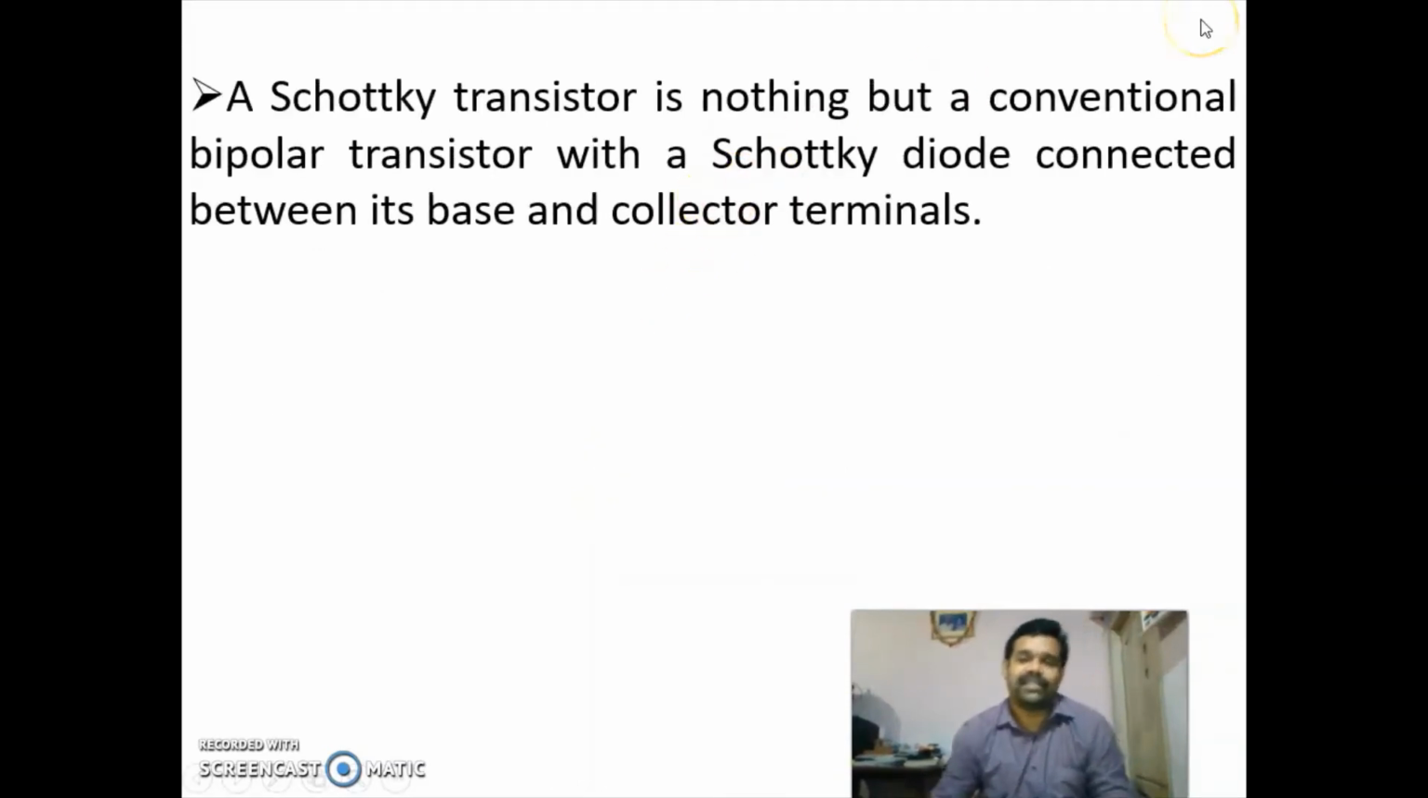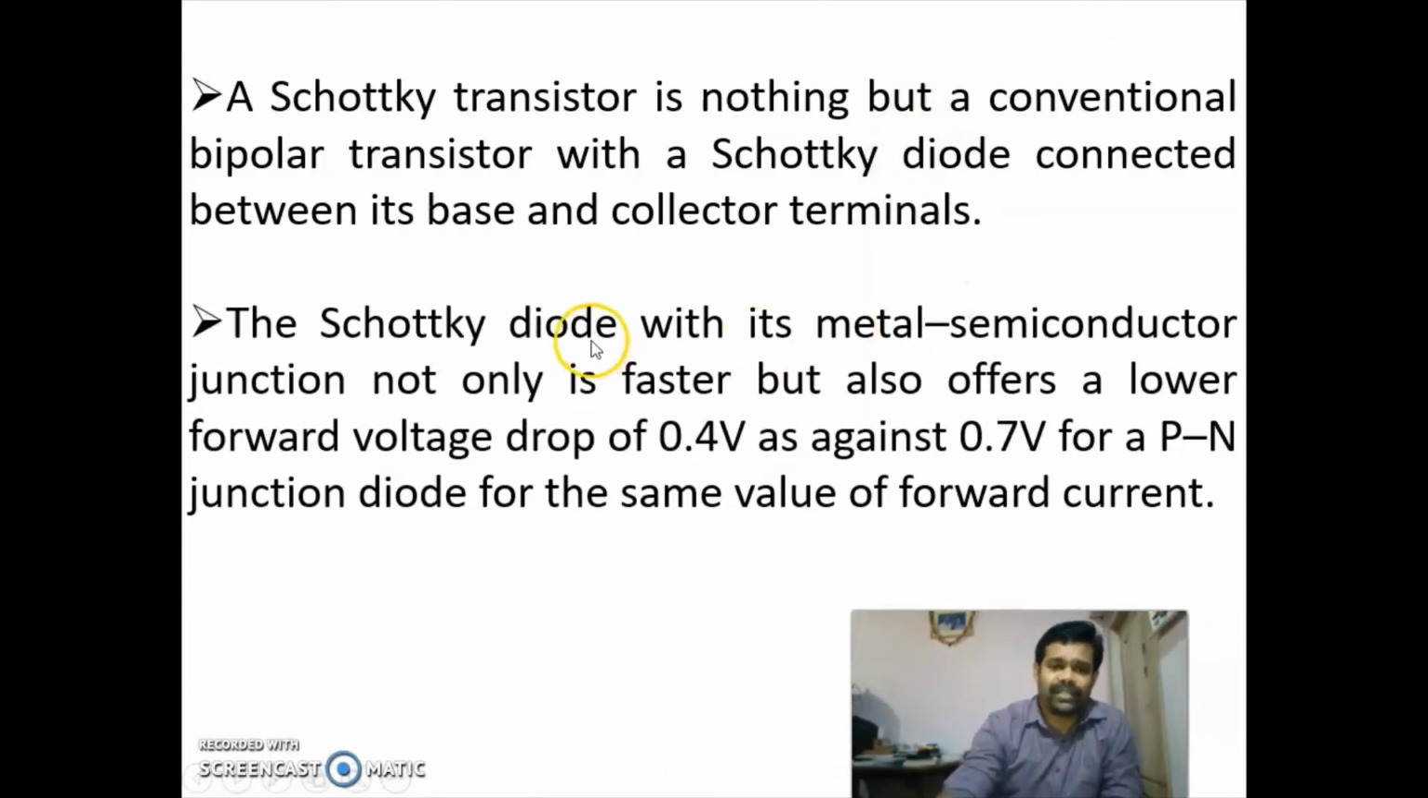The Schottky transistor is nothing but a normal transistor with a Schottky diode connected between its base and collector terminals. A Schottky diode is a metal-semiconductor junction. So we are making the Schottky diode with the help of metal and semiconductor. It is not only faster, it also offers a low forward voltage drop of 0.4 volt. So when the Schottky diode is conducting, the voltage drop across it is 0.4 volt, but in the case of ordinary germanium and silicon diodes, it is 0.6 and 0.7 volt.